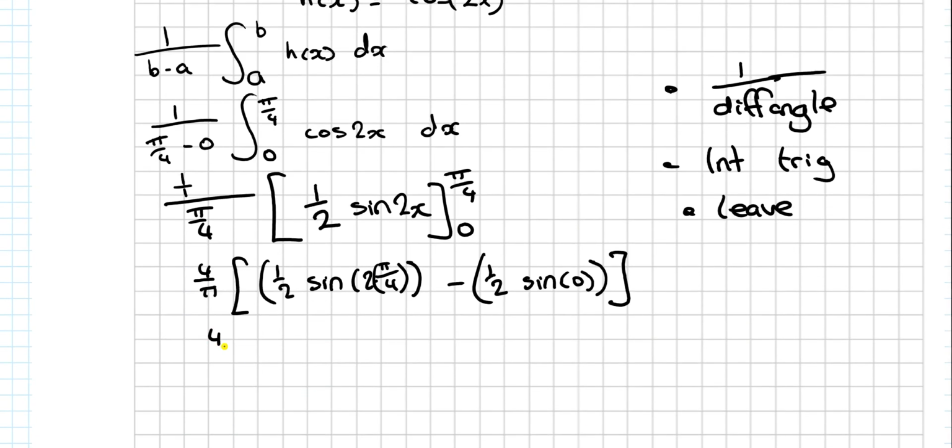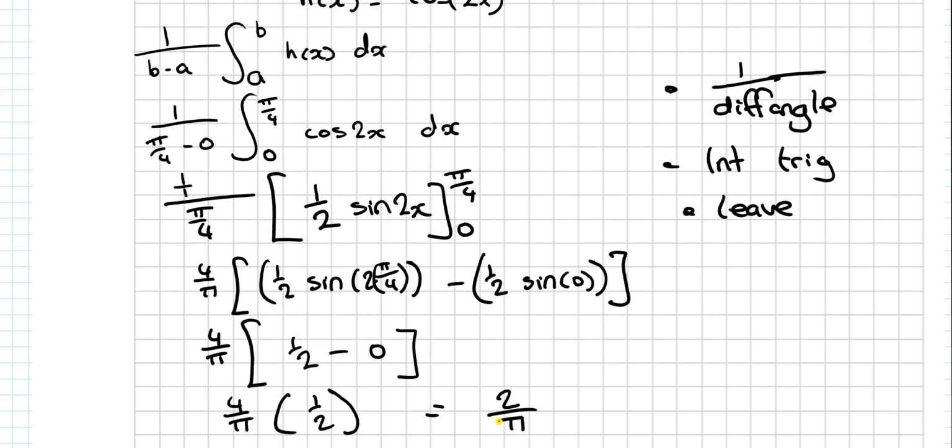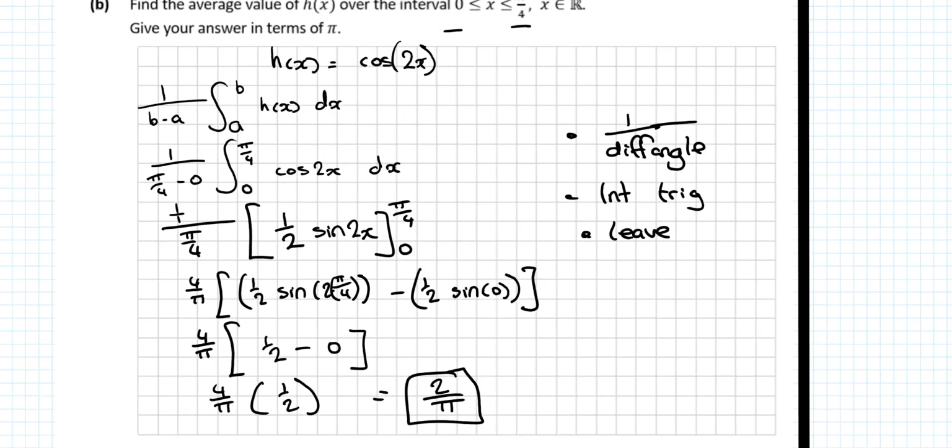We're getting 4 over pi, 1 over 2 times the sine of 2 pi over 4. I am aware that 2 pi over 4 is a half pi. Minus the sine of 0, which is 0, so it's minus 0. So it's 4 over pi times a half. Your answer is going to be 2 over pi is the average value of the function.